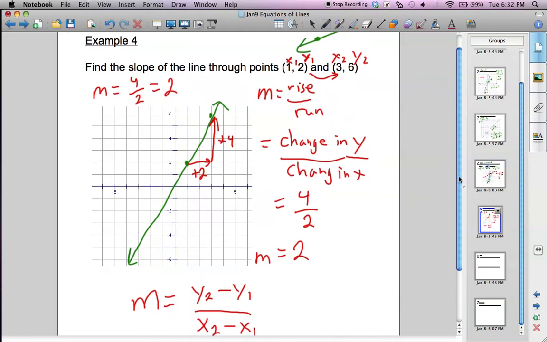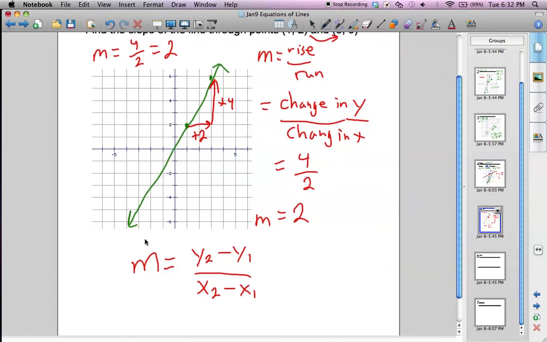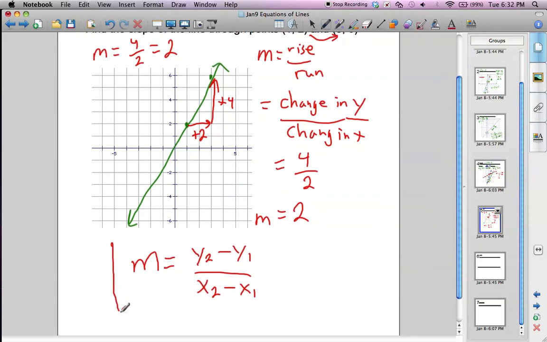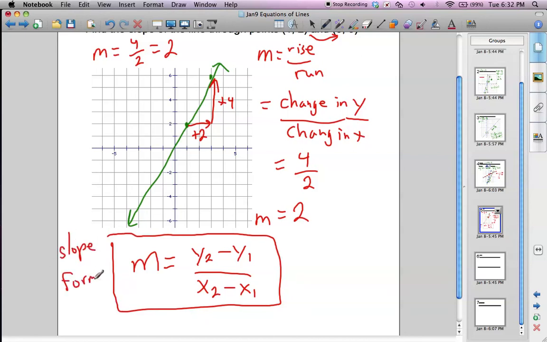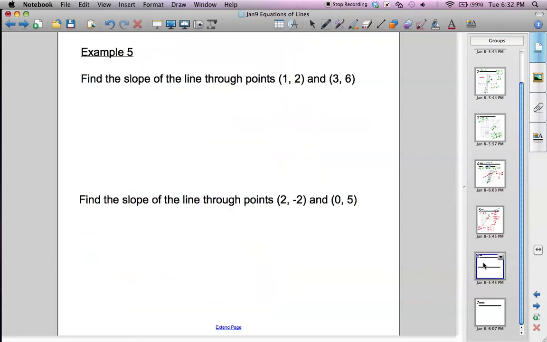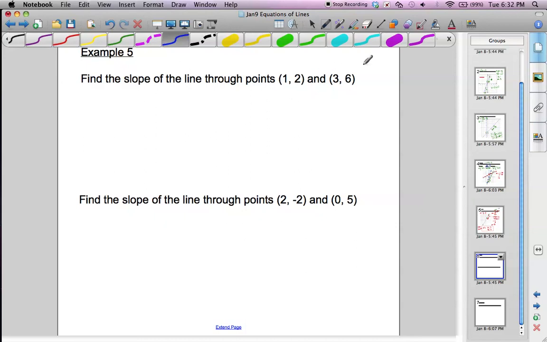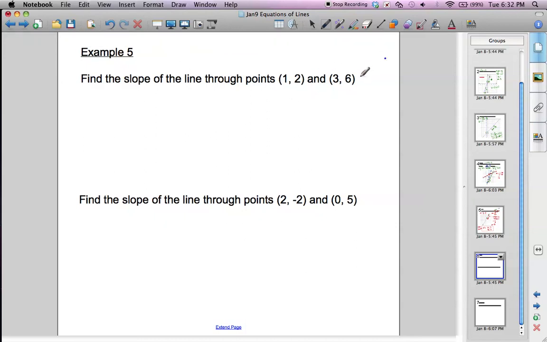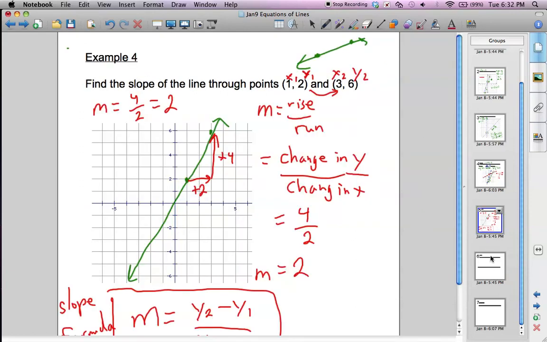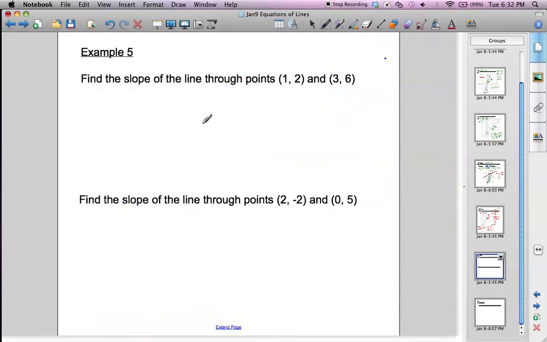So we don't need to graph to find the slope. We can use this thing here, which is called the slope formula. Very important. Alright? So we're going to use that now in the next couple of examples. So we're going to find the slope without graphing of that one. I believe that's the same as what we just did. Yeah, so let's just redo that and show you how it works.